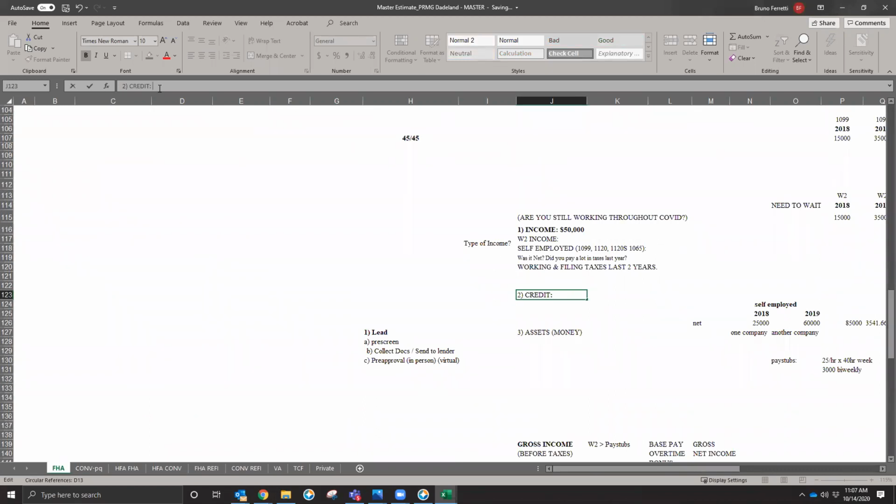650. No, not quite. So FHA is 580. 580. And conventional is 620. Okay. Now, this is going to sound like common sense, but logically, if you have a 580 or a 620, you are not going to be getting a 2% interest rate.